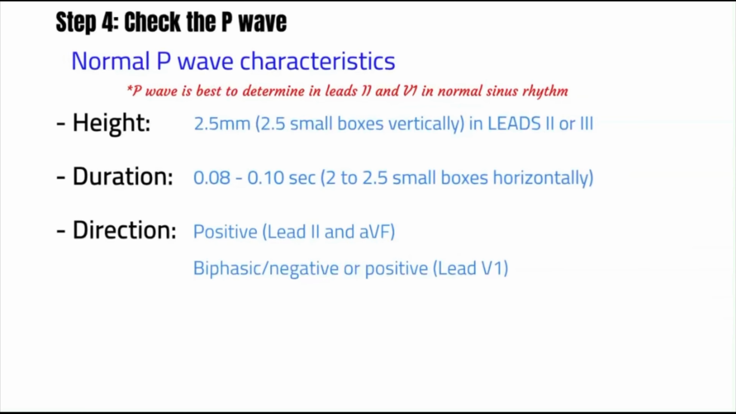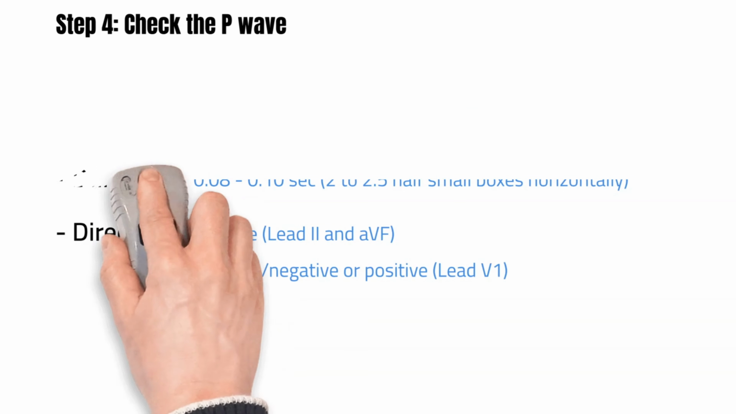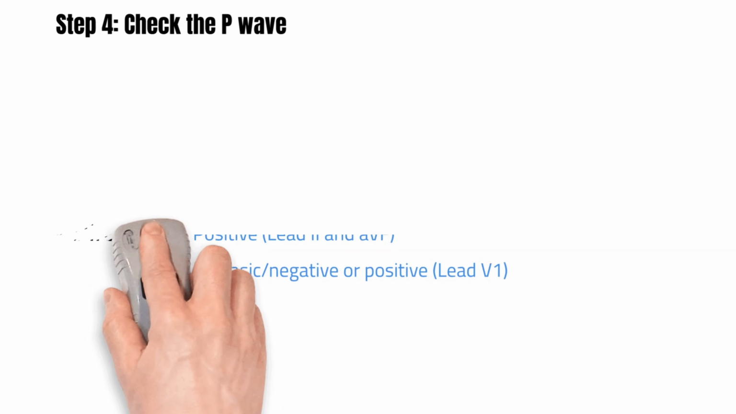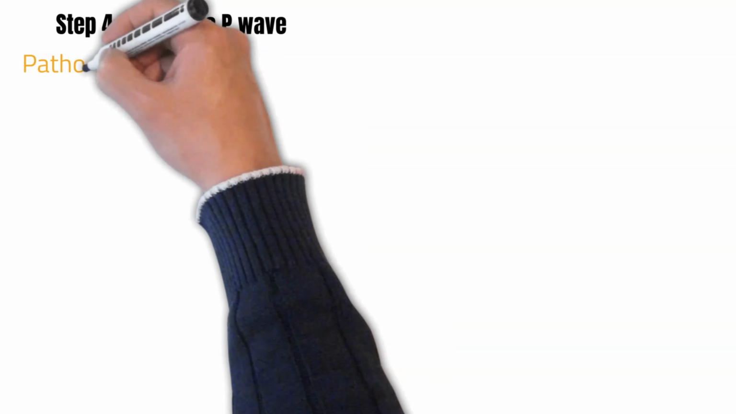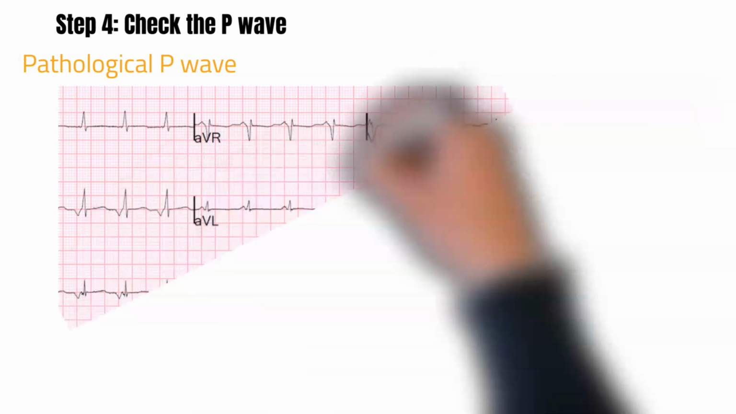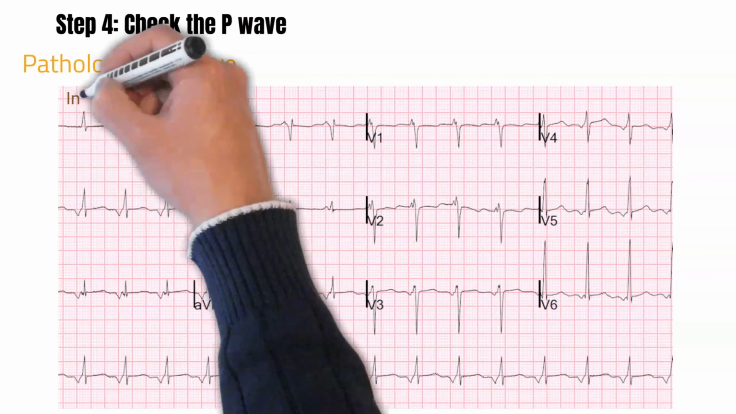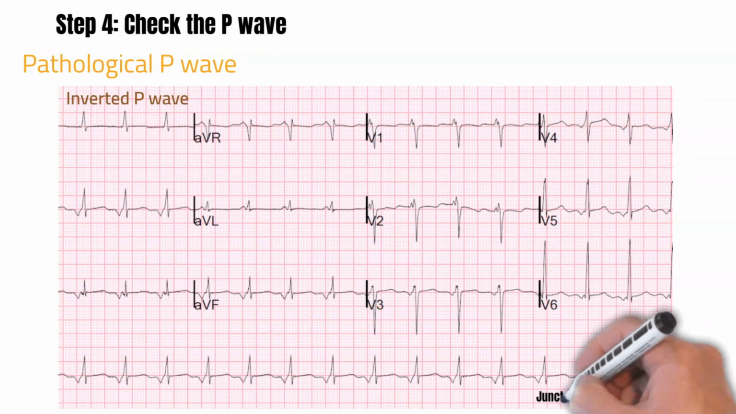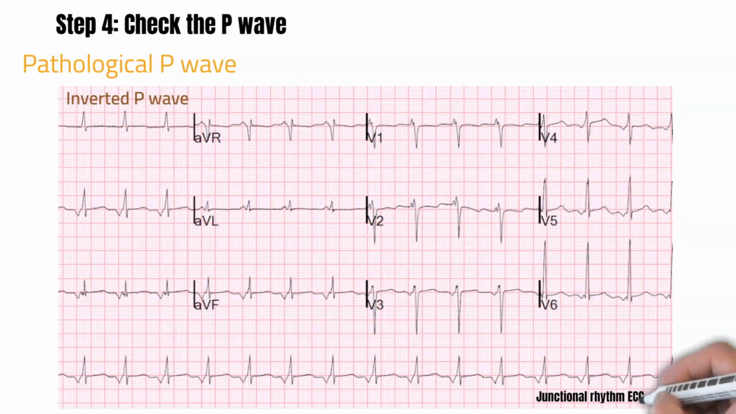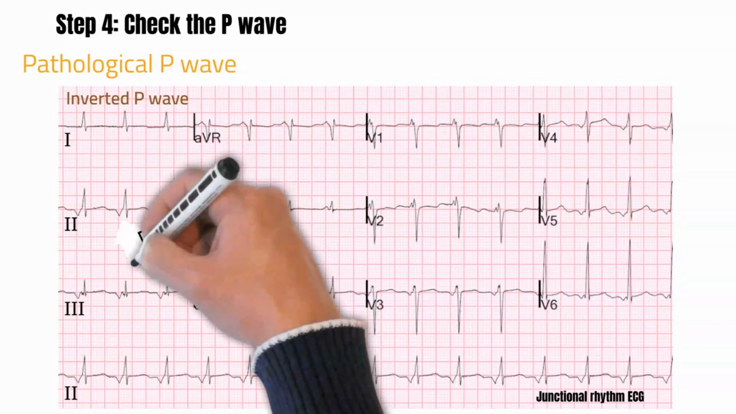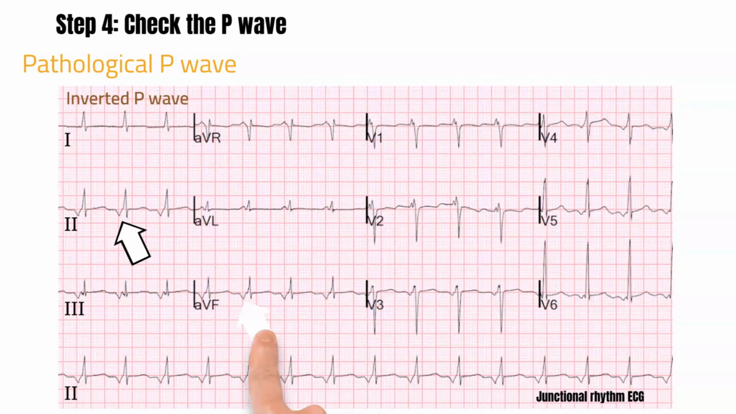If the P wave is inverted, it is most likely an ectopic atrial rhythm, meaning not originating from the sinus node. This can be seen in a junctional rhythm. As you can see in this example ECG, the P wave is inverted in lead 2 and AVF.